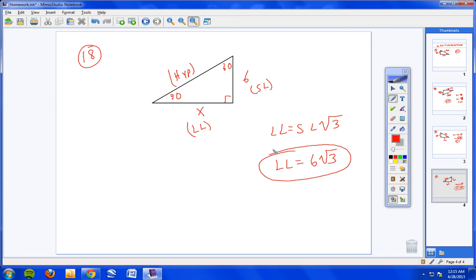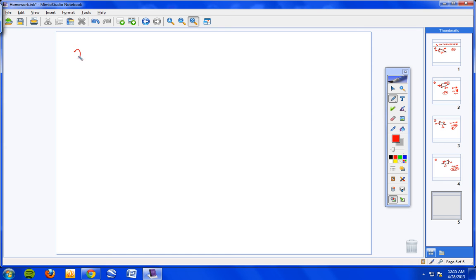Let me grab a drink of water real quick. And we'll move on to number 23. After we do 23 and 24, just like that, we'll be halfway done with the assignment.